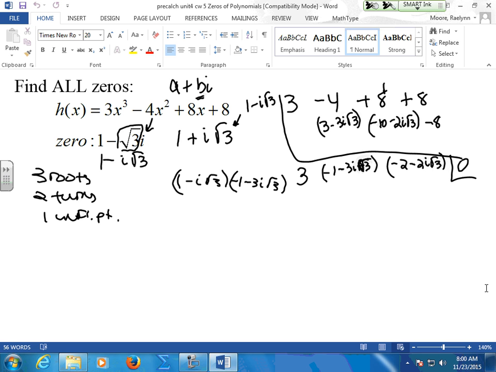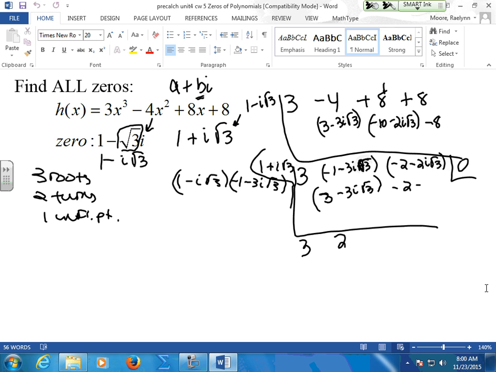Now, we're going to divide again. We're going to divide by your next root, 1 plus i radical 3. This one should come all the way out because this has to come out to 0 right away. So 3 times this. What happens to your radical 3s, your whole i thing? They cancel out. Then multiply it by 2. This is a positive, this has to come out to 0.